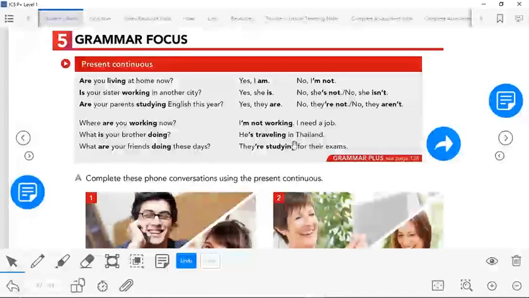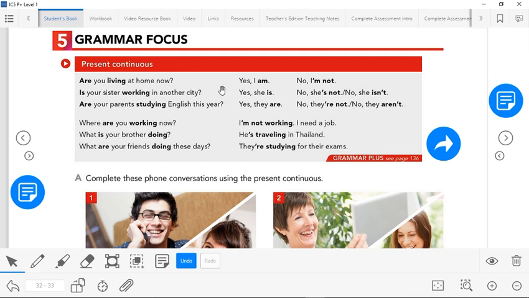For example, let's start with the statements. He is traveling in Thailand. He didn't stop. He is doing that right now. They are studying for their exams. He is watching TV. He is doing this. All of these statements are present continuous.